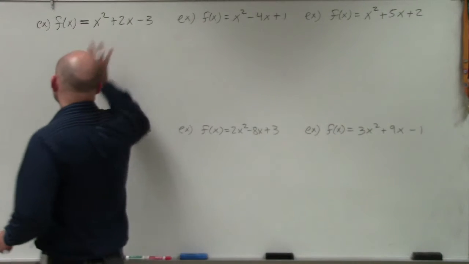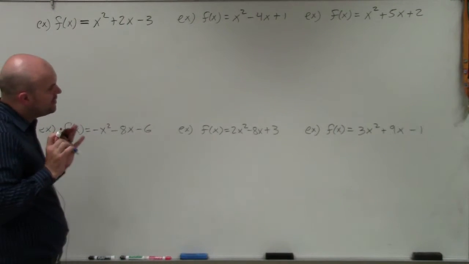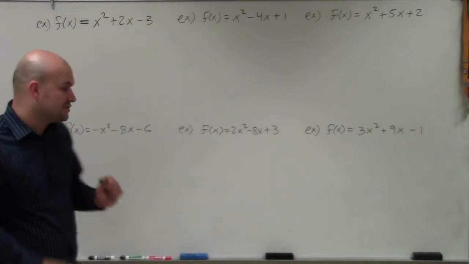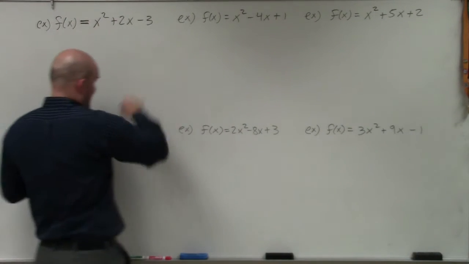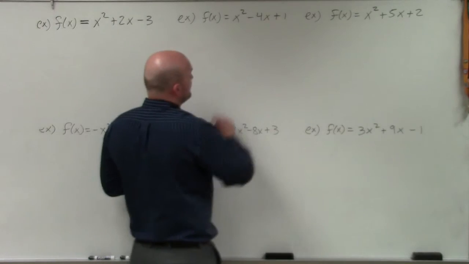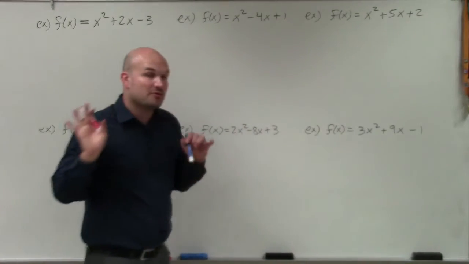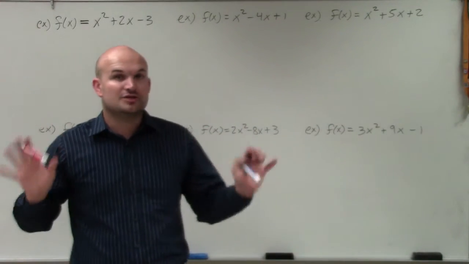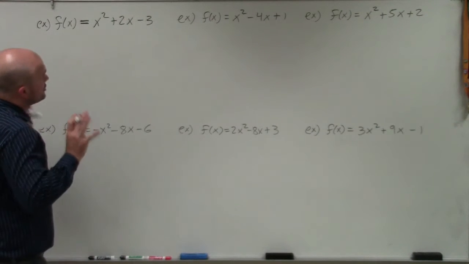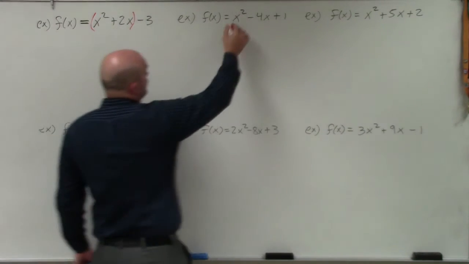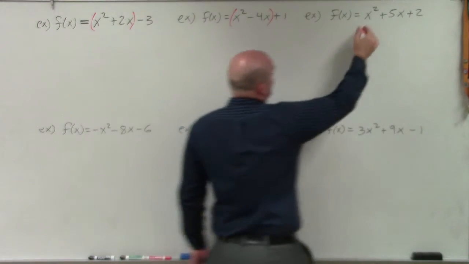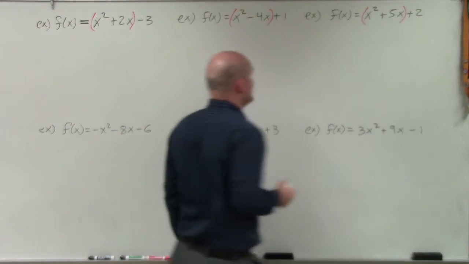The first important thing when completing the square is that we want to complete the square where a is equal to 1. Not negative 1, not 2, not 3, but a is equal to 1. I'm going to do three examples where a is equal to 1 to show you how to do it. The first thing we're going to do is group our quadratic and linear term.